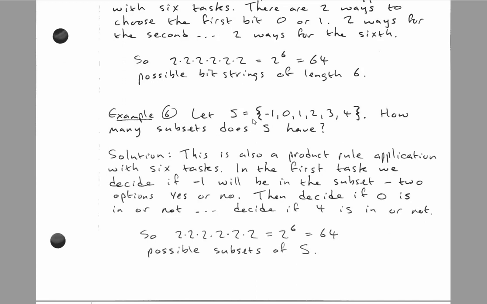Example 6. Let S be the set of these 6 numbers: -1, 0, 1, 2, 3, 4. How many subsets does S have? So how many smaller sets are contained in S, including S itself?